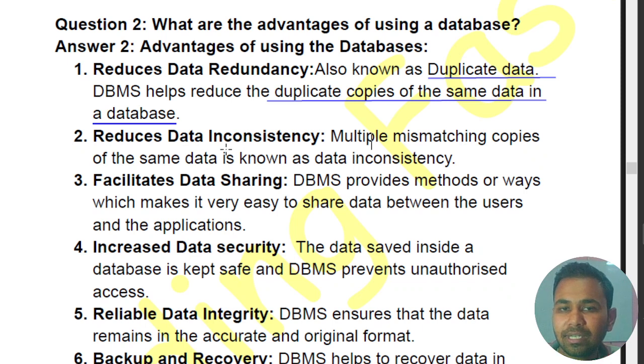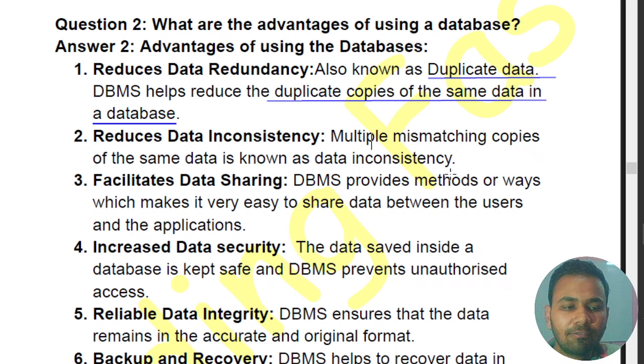Second is reduces data inconsistency. Multiple mismatching copies of the same data is known as data inconsistency. Suppose I have the name of students stored in 2 tables. One is the class table and the other is, suppose, the school table. In the school table also the name of the student is present, and in the class table also the name of the student is present.